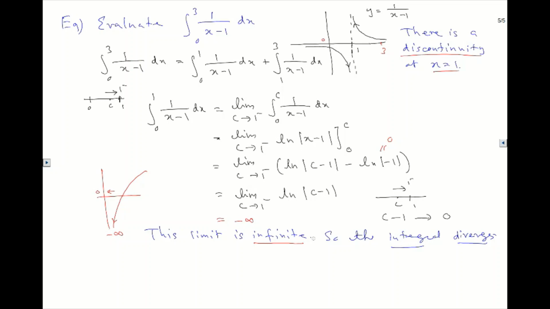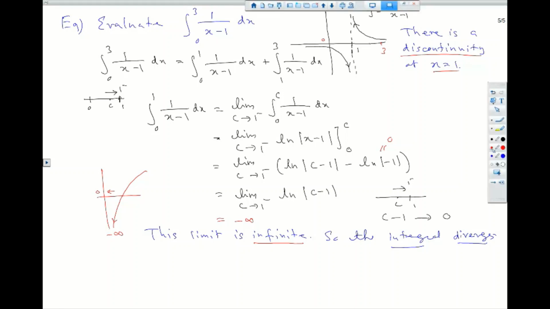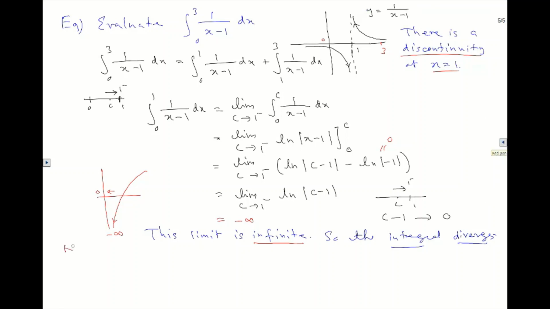Okay. Now let's say, I'm going to write this as a warning. I'm going to say not. So let's say by mistake we did not know that there was a discontinuity, and we simply integrate. So the integral from 0 to 3 of 1 over x minus 1 dx. Let's say we forgot about that, there's a discontinuity.